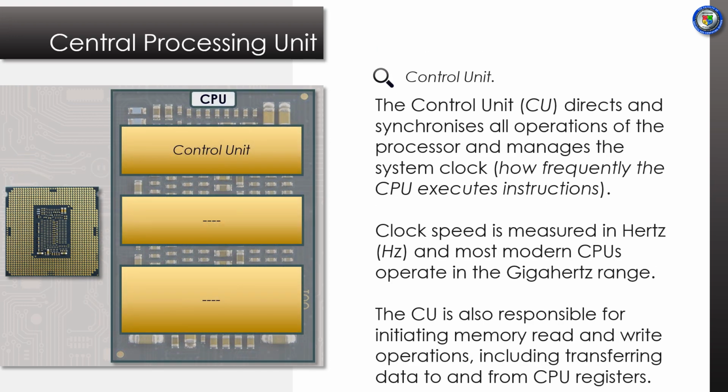Let's look at the CPU structure in a little more detail, starting with the control unit. The control unit, or the CU, directs and synchronises all operations of the processor and manages the system clock, which determines how frequently the CPU executes instructions. The clock speed is measured in Hertz, and most modern CPUs operate in the gigahertz range. The control unit is responsible for the fetching and executing of all instructions within the processor. It's also responsible for initiating memory read and memory write operations to and from main memory.